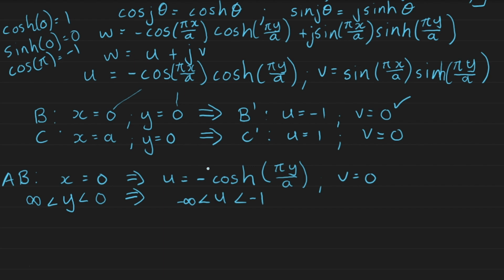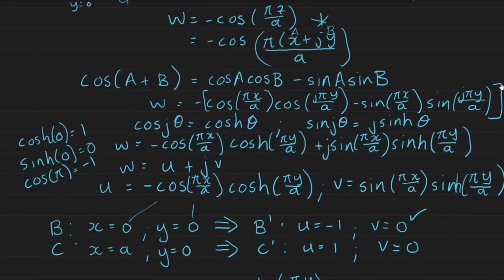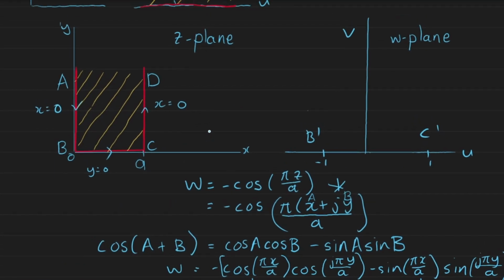And if we put in infinity, we have cos infinity, which is minus infinity, because of the minus in the front. So u goes from minus infinity to minus 1. What that means is that if we were to plot that on this axis, we are saying that u is going from minus infinity to minus 1. So on this line, it looks like that. So this line AB transforms to A prime to B prime, that is minus infinity to minus 1.